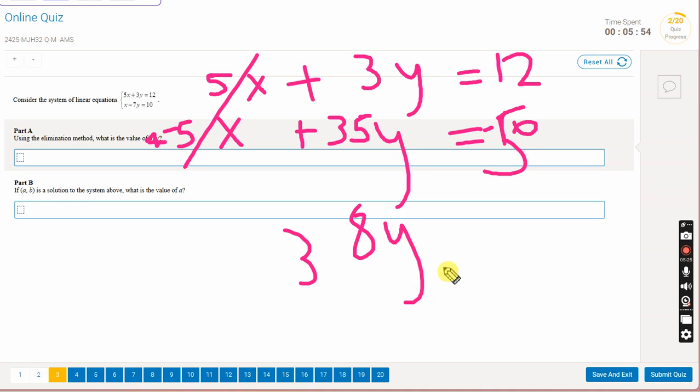There you go. You reached it. 38y and 12. What is 12 minus 50? What do you get? 40. Sorry, 42. Right?